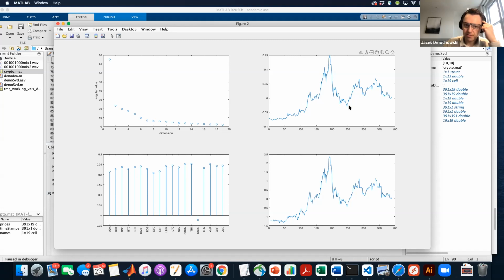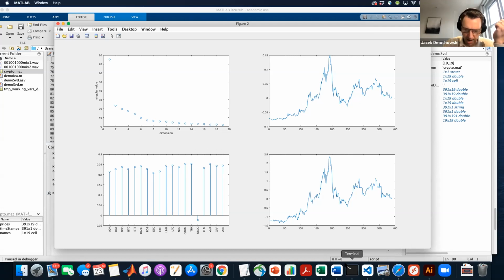And so sure enough, and this happens quite a bit actually, when you run SVD on your data set, oftentimes the first mode will just represent the mean of the data set.